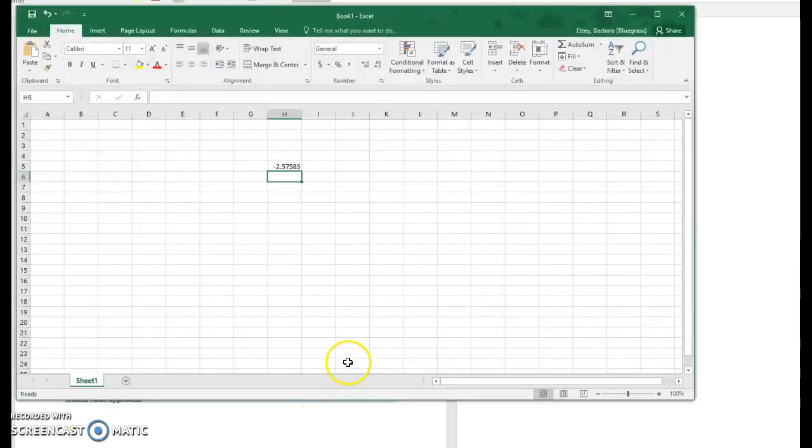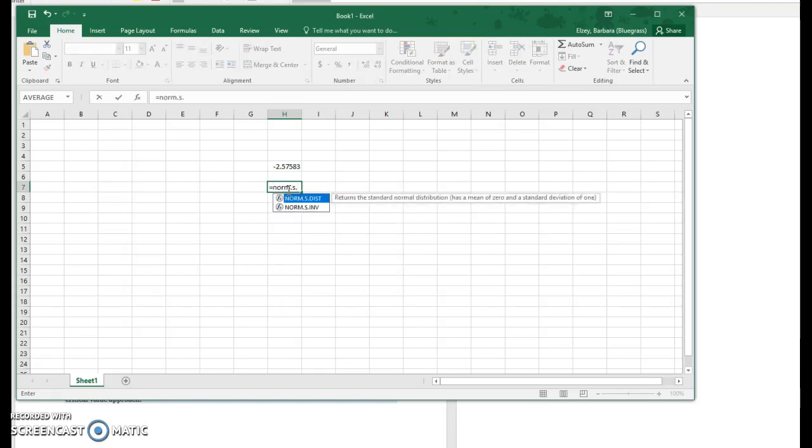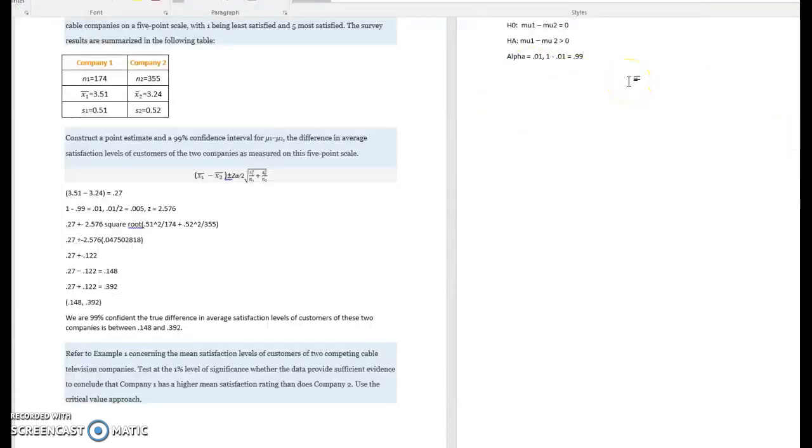All right, so equal norm.s.inv, and it was 0.99, and that gives us 2.326. So Z is 2.326. All right, so that's our critical value. Now that we've got our critical value, we know it's a right-tailed test. Anything to the right of 2.326 will be in the rejection region.